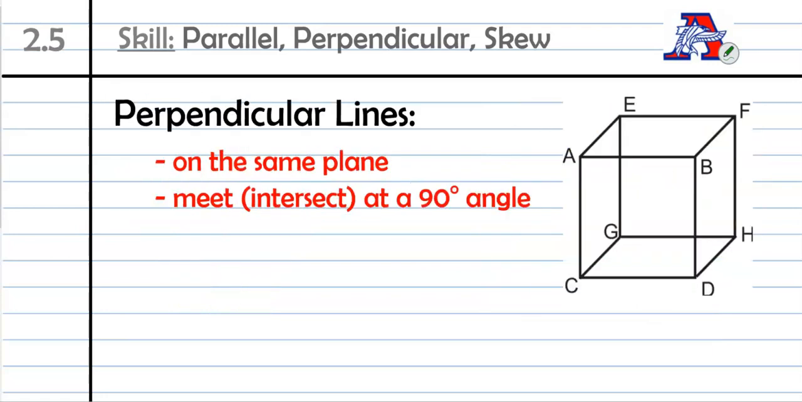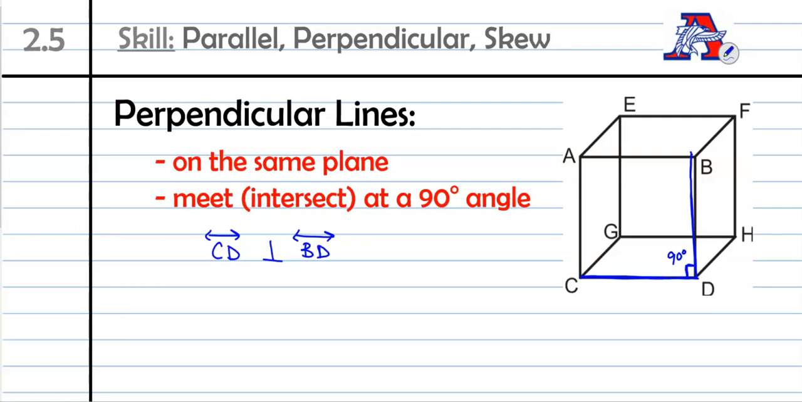Okay, and then the last one is perpendicular lines. I think you guys know about perpendicular lines, but they do have to be on the same plane and they always intersect at a 90-degree angle. So an example of that might be line CD and line BD. You can see that they come together here at a right angle, a 90-degree angle. So the notation would look like this. Line CD is perpendicular to line BD.